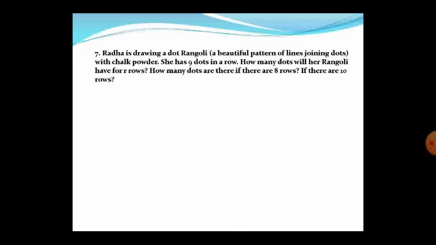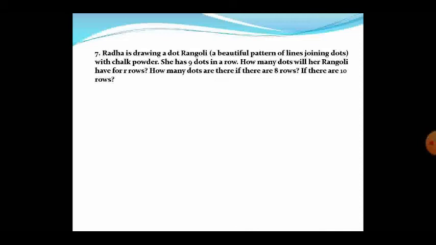The remaining problem you have to do yourself. Radha is drawing a dot rangoli, a beautiful pattern of lines joining dots with chalk powder. She has 9 dots in a row. How many dots will a rangoli have for r rows? How many dots are there if there are 8 rows, if there are 10 rows?